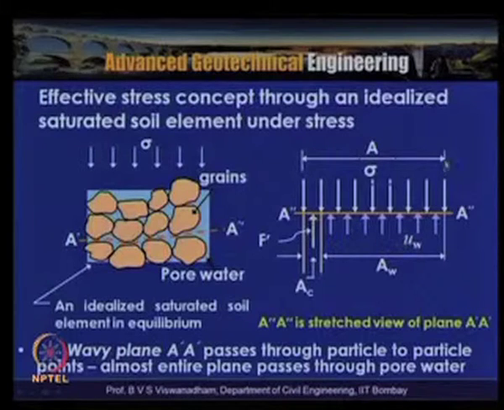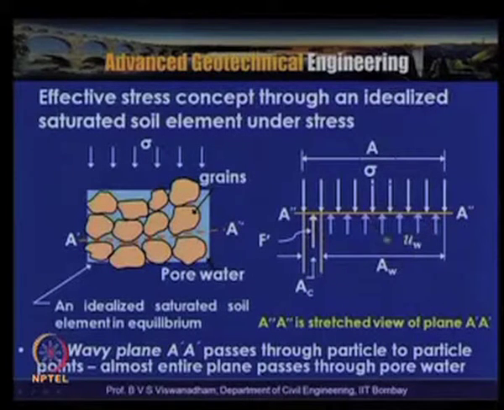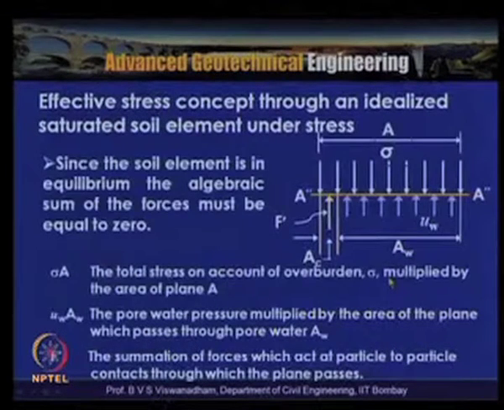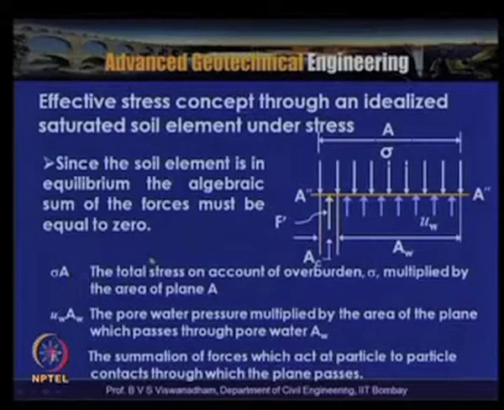So, total area is equal to AC plus AW, where AC is the area of the contact wherein the force F dash is actually acting on the granular matrix, and UW is the water pressure acting in the area AW. Further, once you extend this, here sigma into A is the total stress on account of overburden.